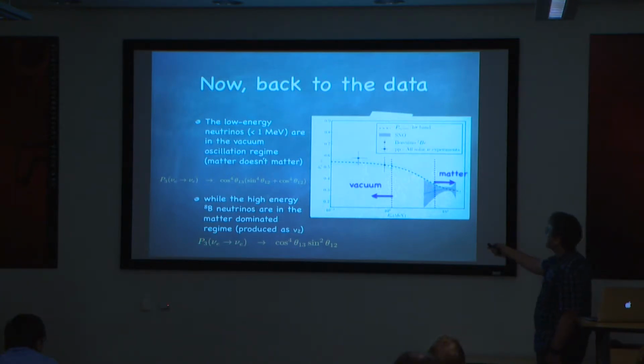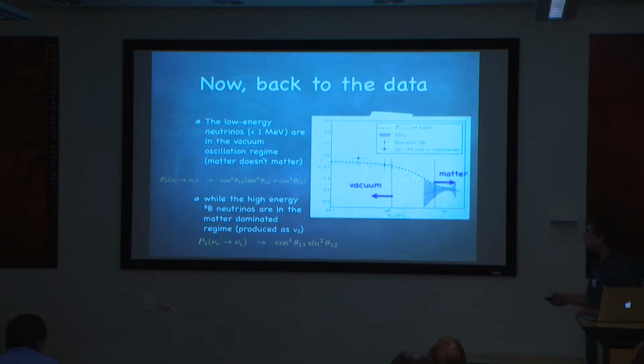It turns out that the fit tells you that for low energy, you have standard vacuum oscillation with these sines and cosines to the fourth. And here you have sine squared theta 1,2. The way this works out is because this transition happens right in the middle of the energy range of solar neutrinos.